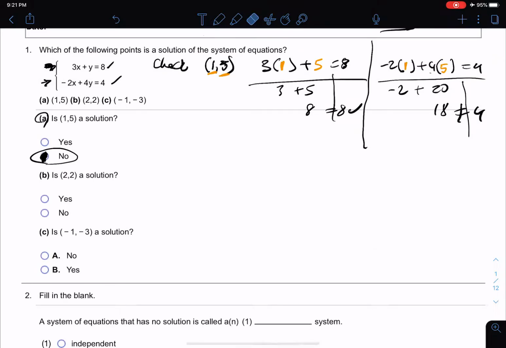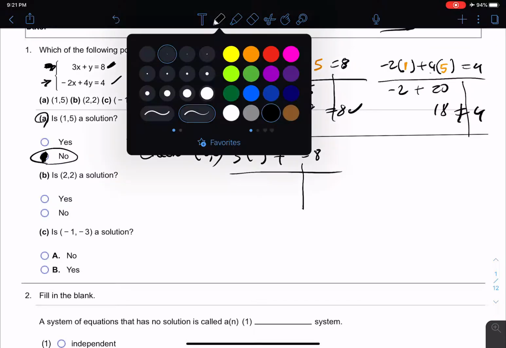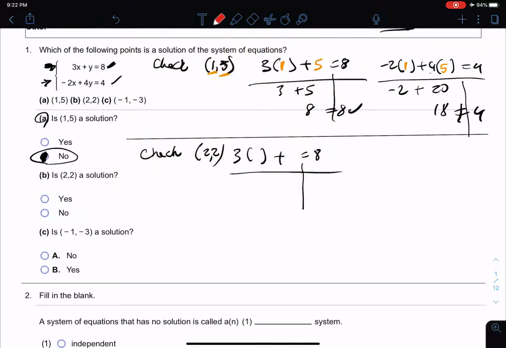So then let's take a look at the next problem here. And this is problem B. So we want to check for the point 2, 2. So I'm going to take my first equation, once again this guy right here, which says 3 times x plus y must equal 8. In this case, grab those numbers, 2 for x and 2 for y. And when I solve, 3 times 2 is 6, plus 2 is 8. So 8 equals 8, check, it works for the first one.